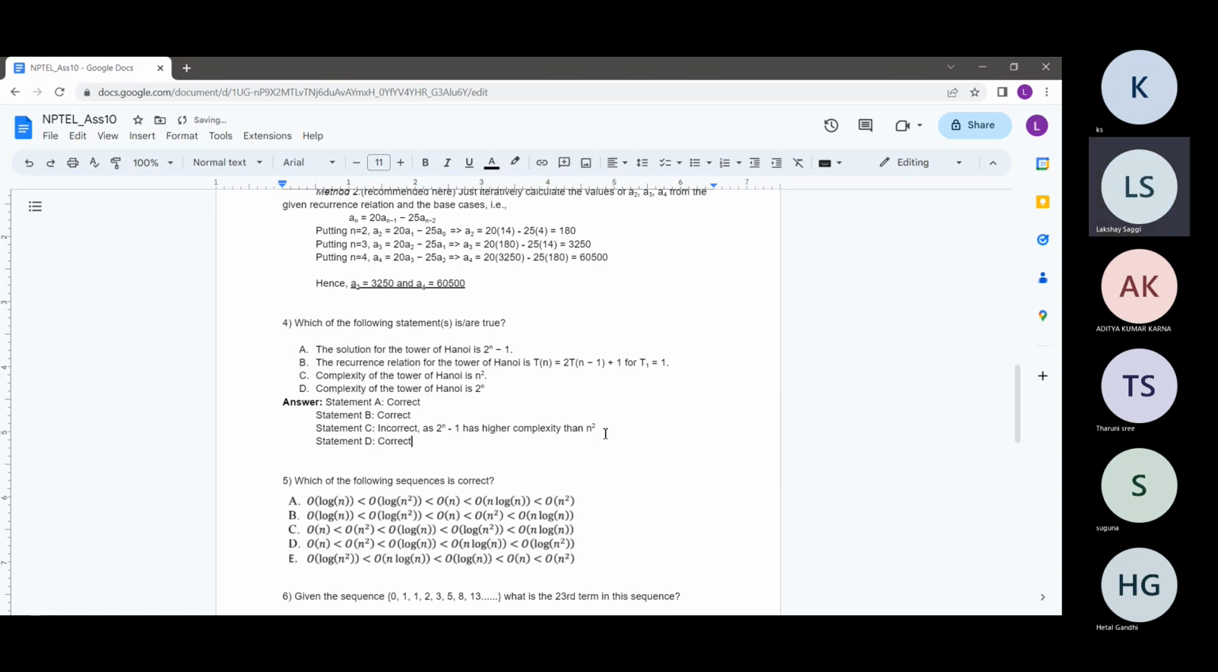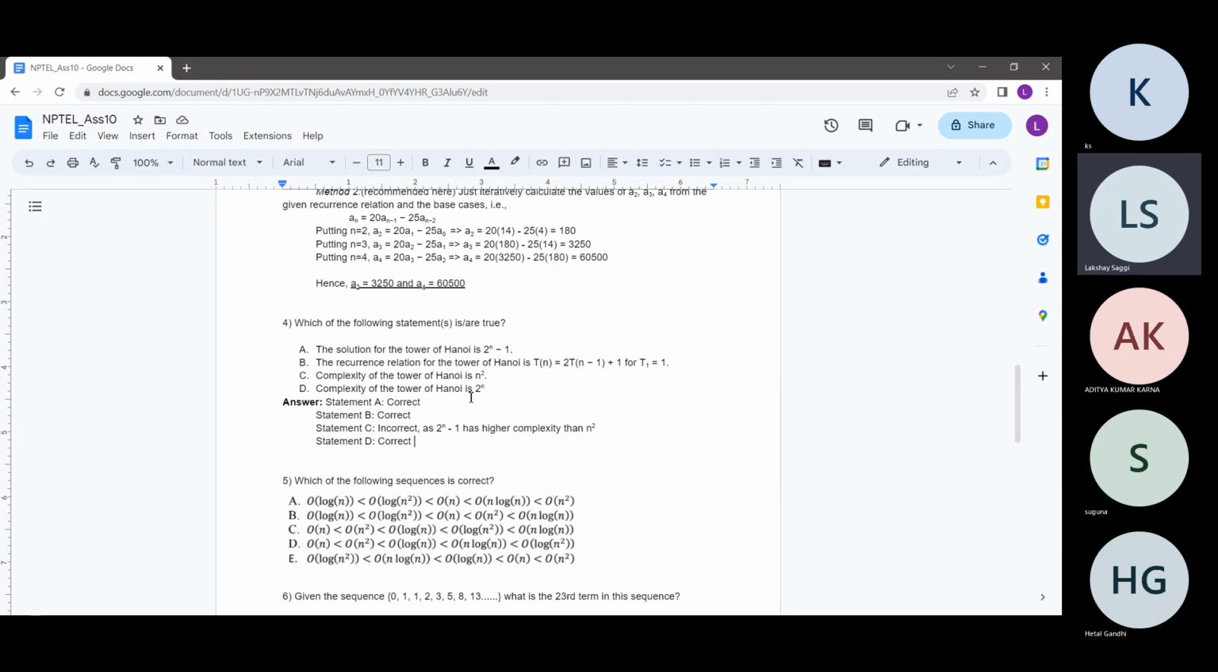Because you can see that when we take the limit of 2 raised to power n minus 1 by 2 raised to the power n, in numerator and denominator you can divide by 2 raised to power n. So the numerator becomes 1 minus 1 upon 2 raised to power n and the denominator becomes 1. So at limit n tends to infinity, this will become 1 only. So it will not blow up to infinity. So we can say that both will be of the same complexity.